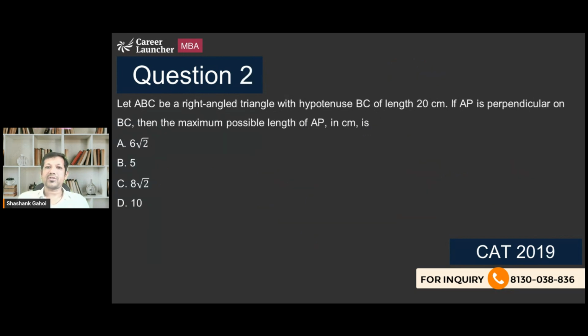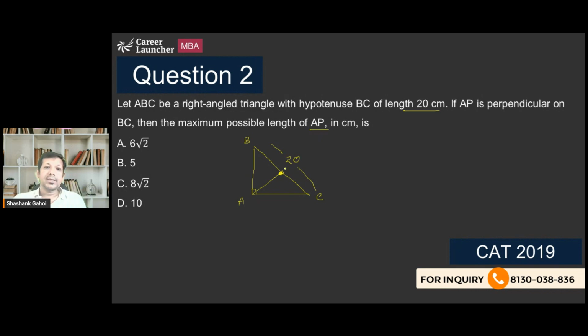Now let's move on to the next one. What does it say? Let triangle ABC be a right angle triangle with hypotenuse BC of length 20. So basically we have hypotenuse BC. This is A, this is B, this is C, and this is a right angle triangle, and BC is 20. AP is perpendicular to this. Then the maximum possible length of AP.